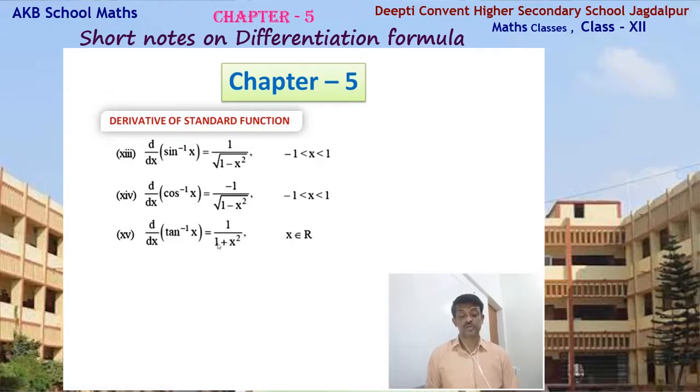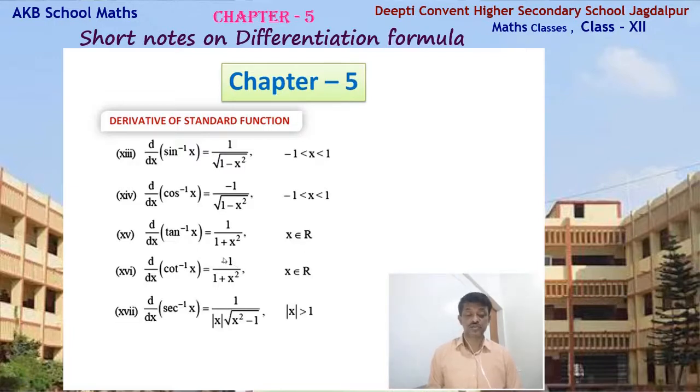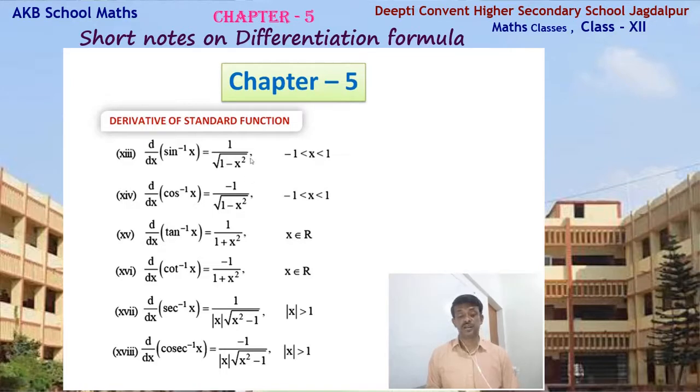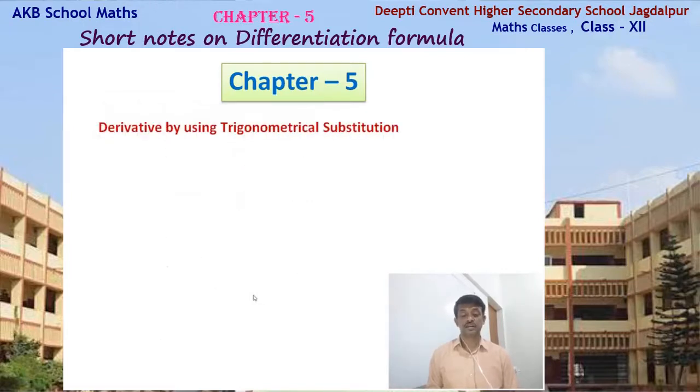Tan inverse 1 upon 1 plus x square, x belongs to R. Cot inverse 1 upon 1 plus x square, with a minus sign, x belongs to R. Sec inverse 1 upon mod x root x square minus 1, mod x greater than 1. Cosec inverse is minus of 1 upon mod x root x square minus 1, mod x greater than 1. Here you see the same value but with a minus sign. This is the standard derivative.